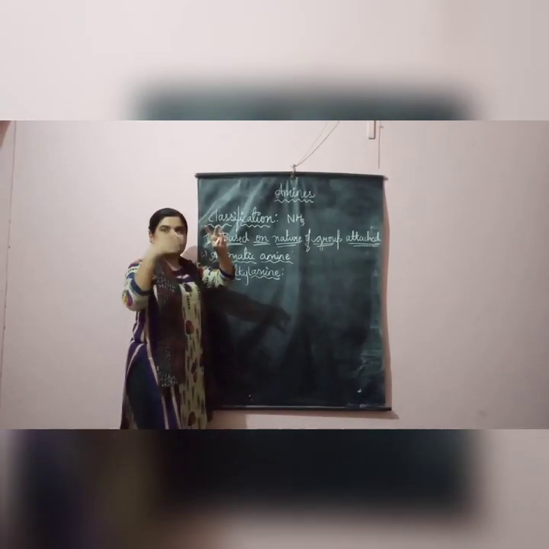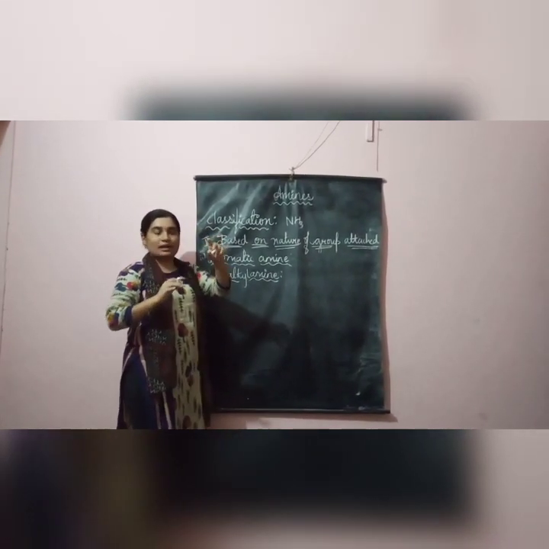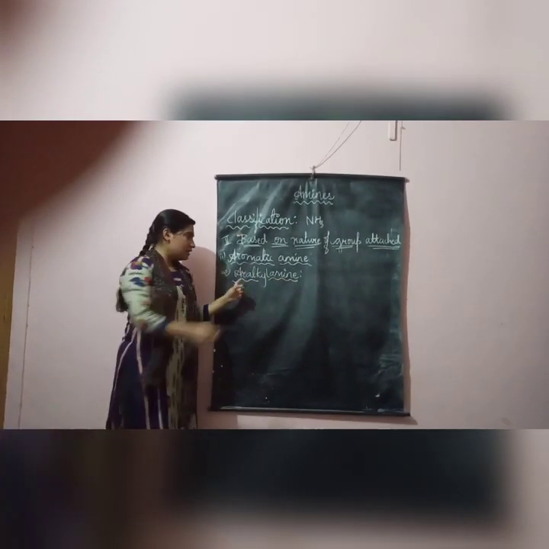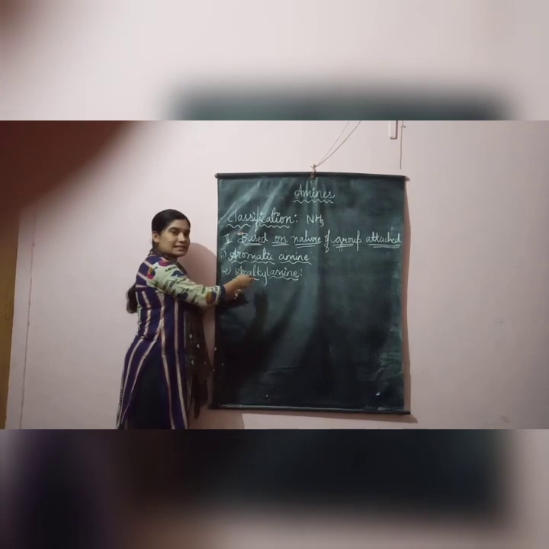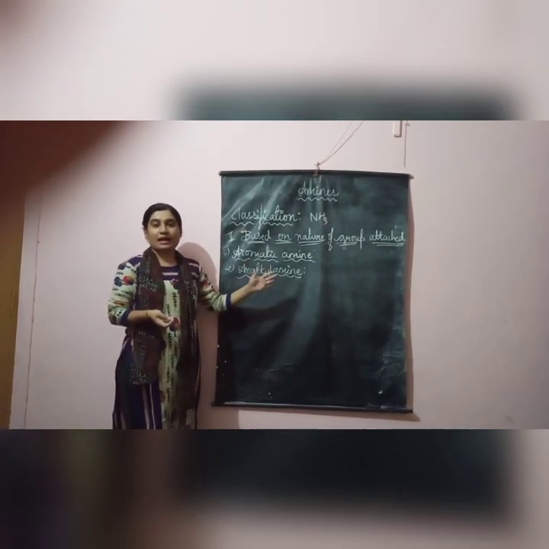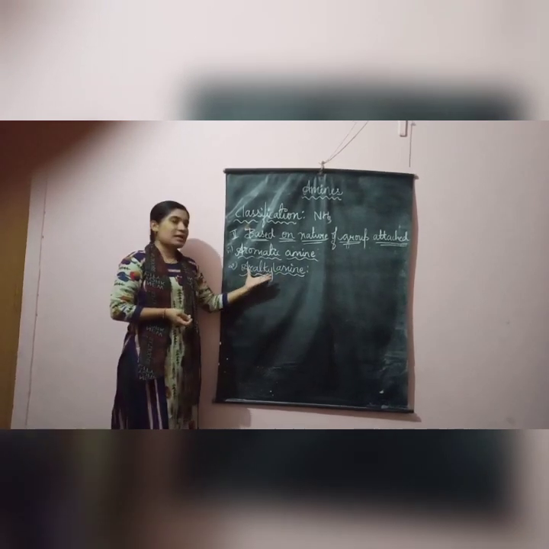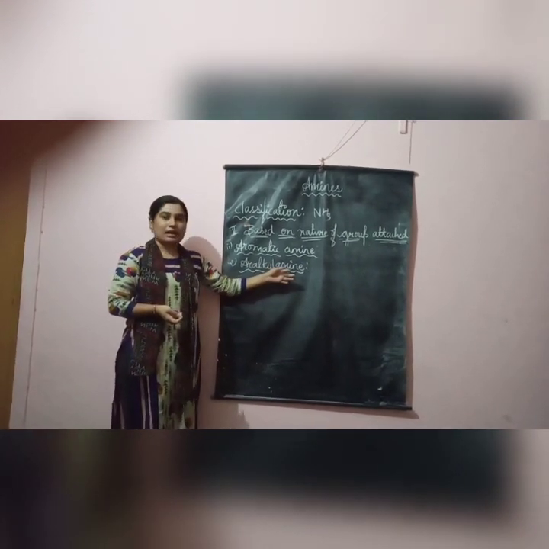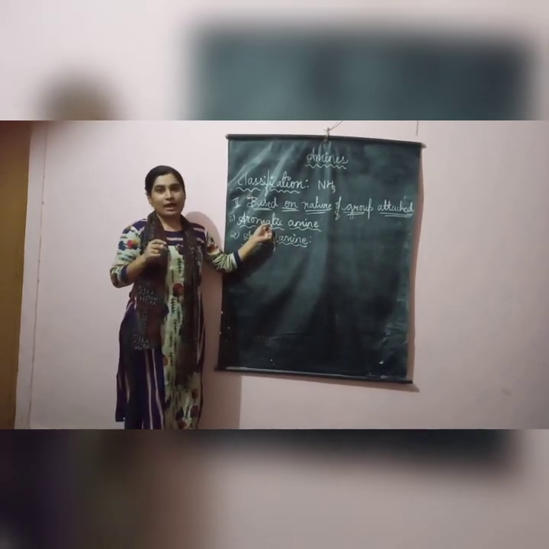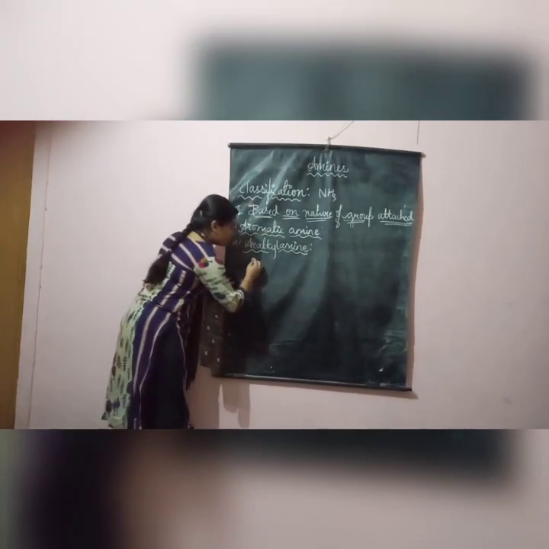If NH2 is attached both to a benzene ring and also to an alkyl group, then I call it to be what? So aralkyl amine: aryl stands for aromatic, alkyl stands for any alkyl group. If NH2 is attached both to a benzene ring as well as an alkyl group, then such type of compound is called as what? Aralkyl amine. Since it will be having a benzene ring, it is classified under what? Aromatic amine.